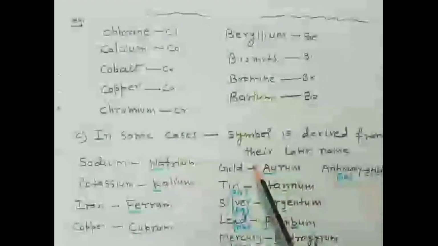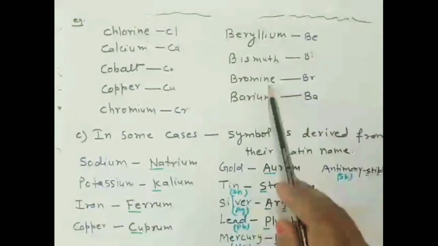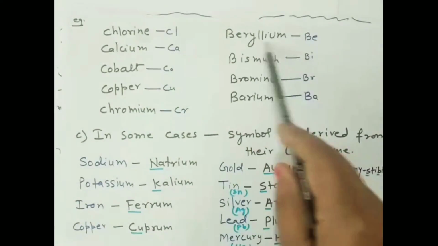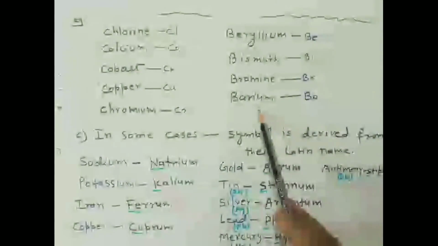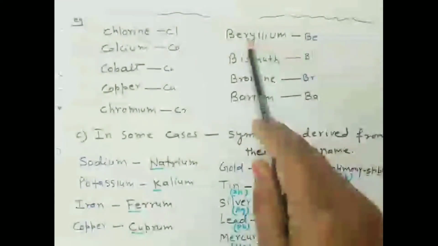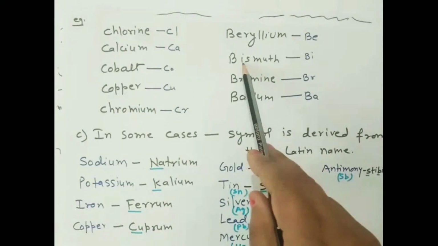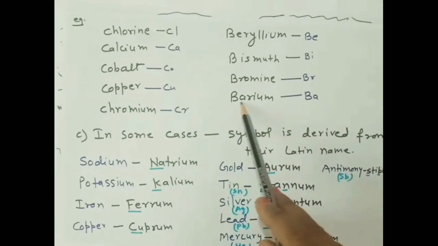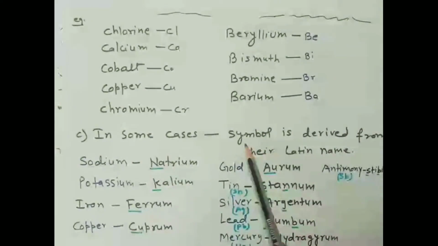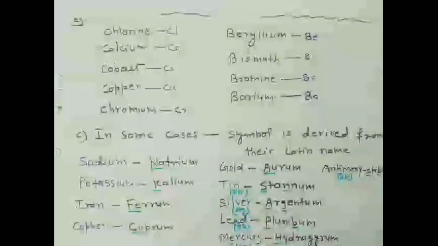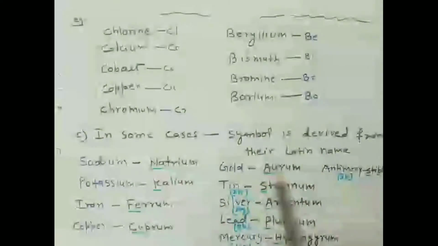Suppose B. These elements start with B: beryllium, bismuth, bromine, barium. These all start with the same letter, but B is already assigned to boron. So beryllium, first two letters, Be. Bismuth, first two letters, Bi. Bromine, first two letters, Br. Barium, first two letters, Ba. So a symbol is sometimes derived from the first letter of the name, sometimes the first two letters, or the first and third letters, meaning two letters from the name.